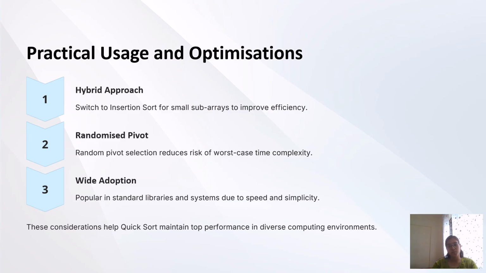Now for the practical usage and optimizations. Number one, hybrid approach: switch to insertion sort for small subarrays to improve efficiency. Randomized pivot: random pivot selection reduces risk of worst time complexity. And lastly, wide adoption: popular in standard libraries and systems due to speed and simplicity. These considerations help Quicksort maintain top performance in diverse computing environments.